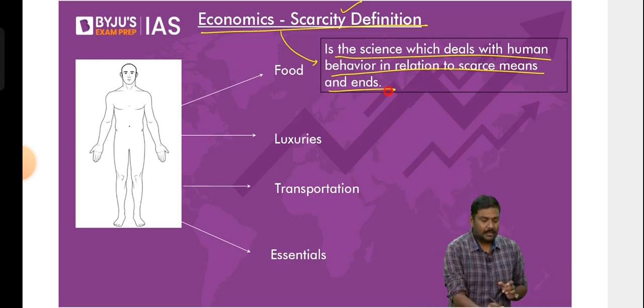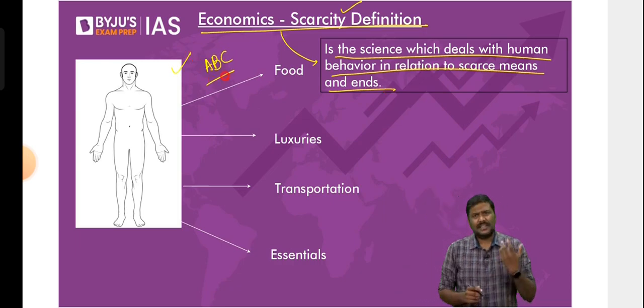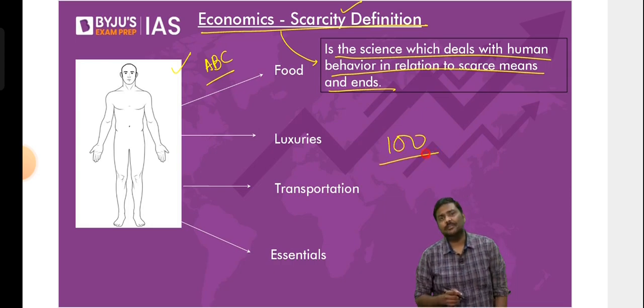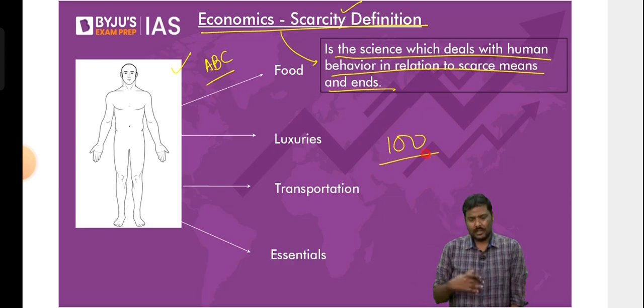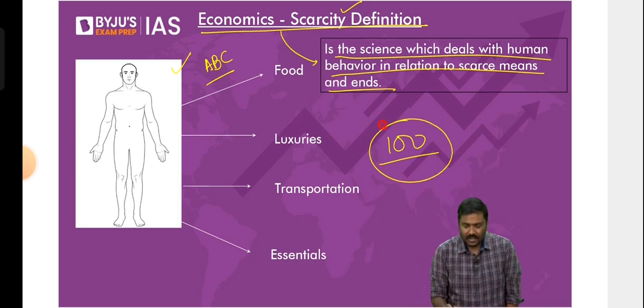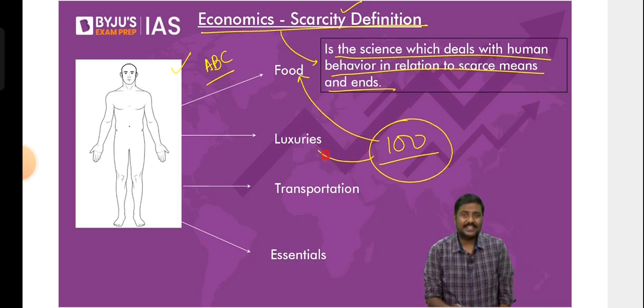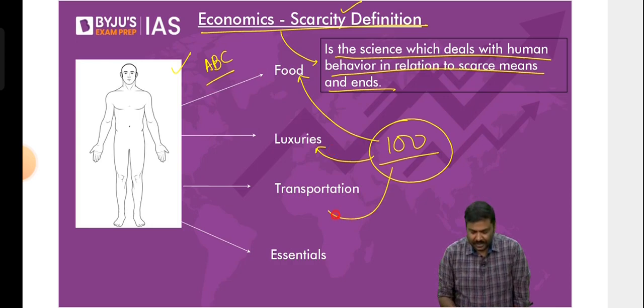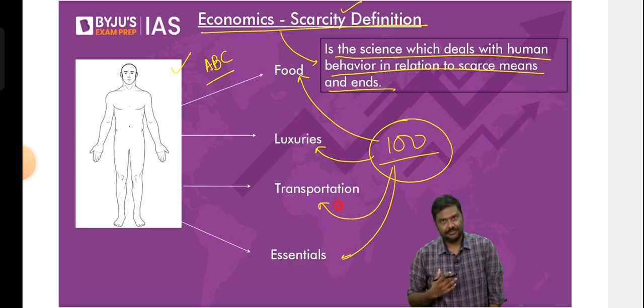Let me explain it. Imagine there is a person ABC. The person ABC has 100 rupees. Some of you may ask, why 100 rupees? Can I take 1000 rupees? Take it. The concept is more important, not the money here. Using that 100 rupees, the person has to purchase food, purchase luxury products such as perfume, purchase essentials, and also pay for transportation. So far, so good?